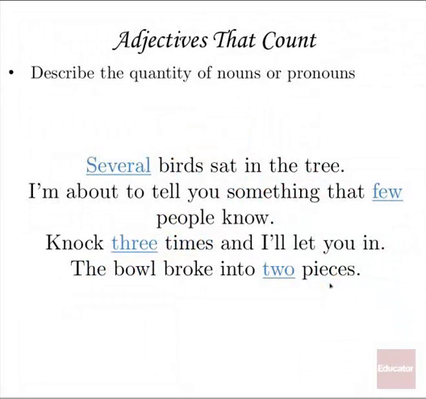All right, let's look at adjectives that count. A lot of people forget that numbers can also be adjectives, and so can non-specific counting words like several. How many birds sat in the tree? Several birds. I'm about to tell you something that few people know. Few describes people, and it tells you how many people know this thing. All right, here's one that's more specific. Knock 3 times, and I'll let you in. This describes the number of times. It modifies the noun. It's an adjective. And the bowl broke into 2 pieces. 2 is an adjective, modifying pieces. It tells you how many.